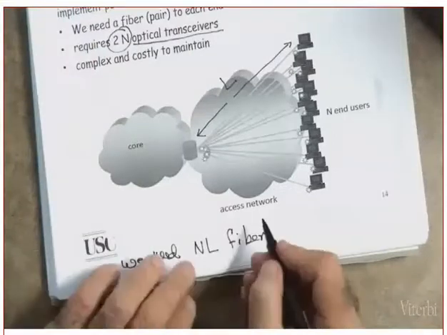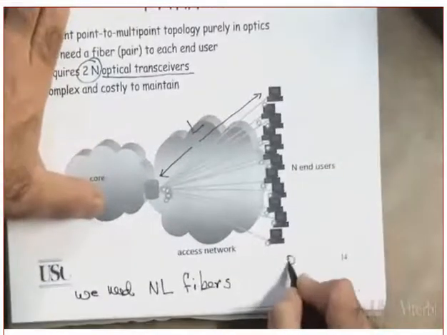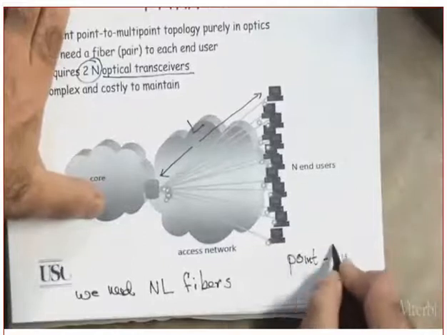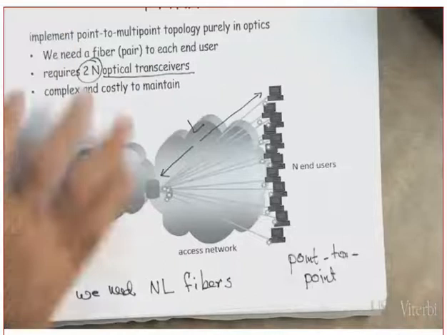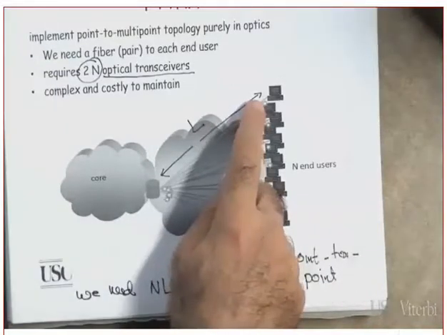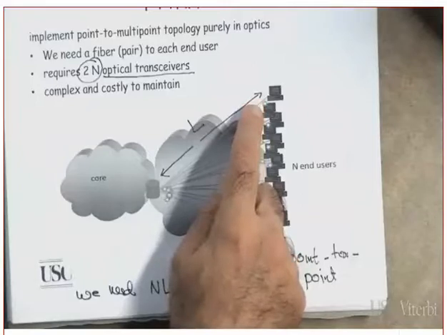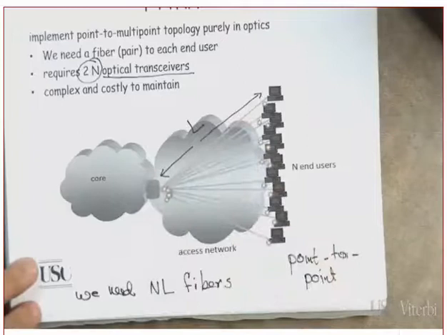Did you get this or not? Yes or no? Okay, this, by the way, is a point to point. From the customer point of view, do they like this? They love this. Why? Because each customer will only need one optical transceiver, and the bandwidth of this fiber is dedicated to that user. Did you get this or not?